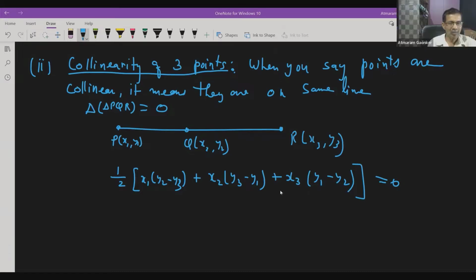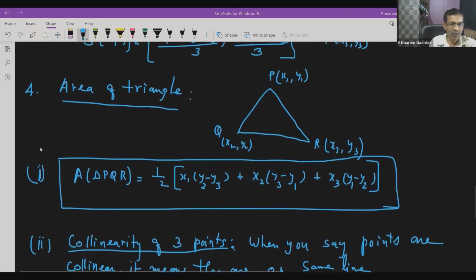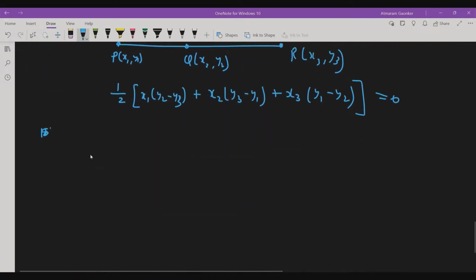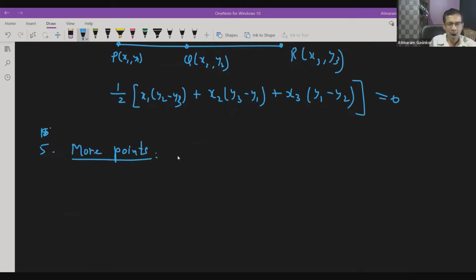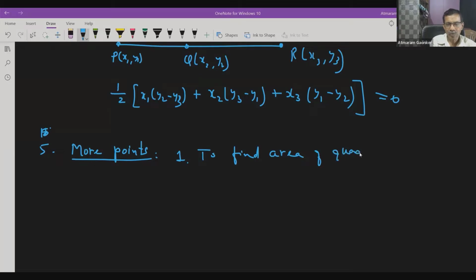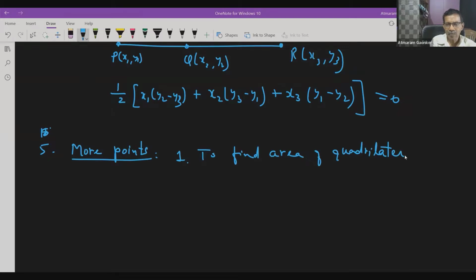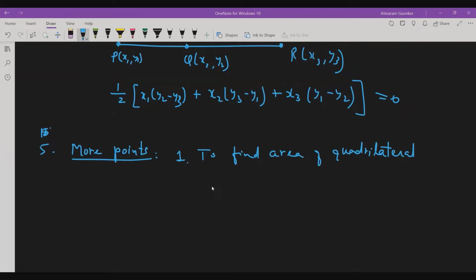Then some important points let me note down. Suppose, some more points, I will say 5. Suppose you are asked to find the area of a quadrilateral. Quadrilateral has how many sides? 4 sides, sir. 4 sides.